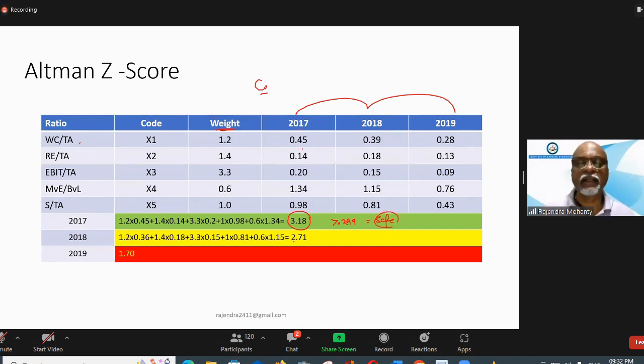Next one I have calculated, so it came to 2.71. So it falls between 1.81 to 2.99. So it is in the gray zone.